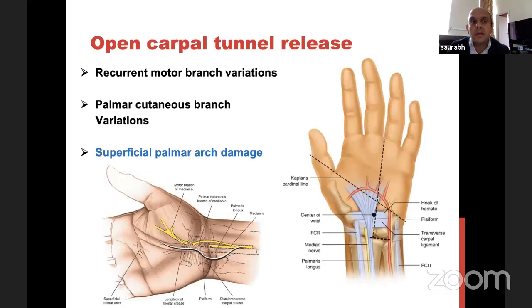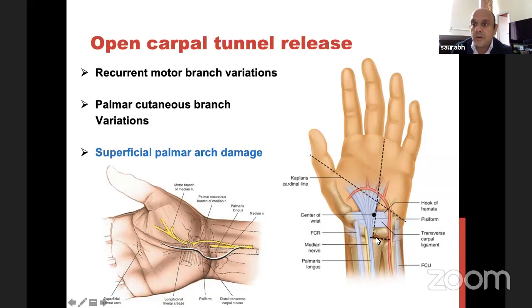Open carpal tunnel release, again, because we do it so often, this can be asked in the exam. So first is this cardinal Kaplan's line. So thumb extended, line from there, hook of hamate, so 1 line. Second is from your middle and ring finger, draw a line back. So this point is Kaplan's point. That's where the recurrent motor branch is given. And then your wrist crease.